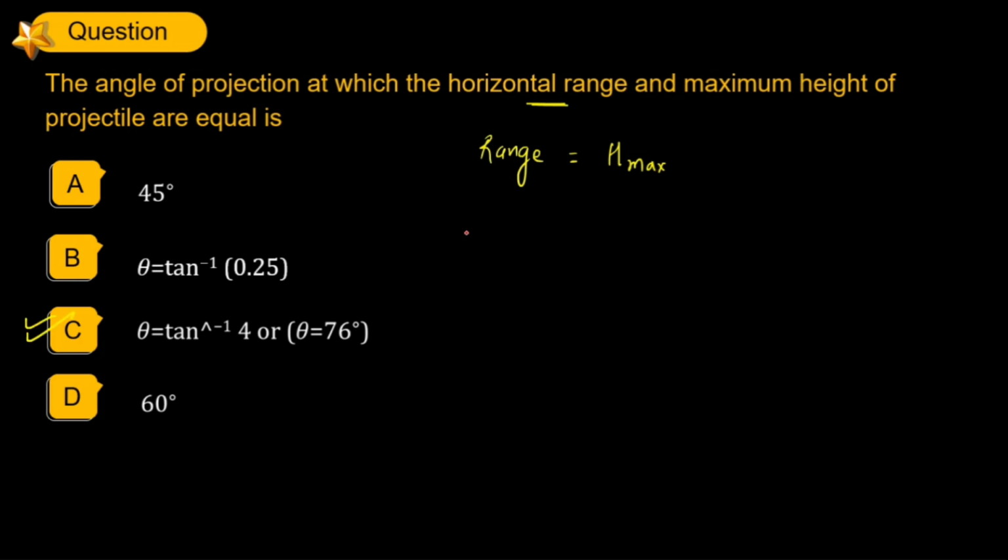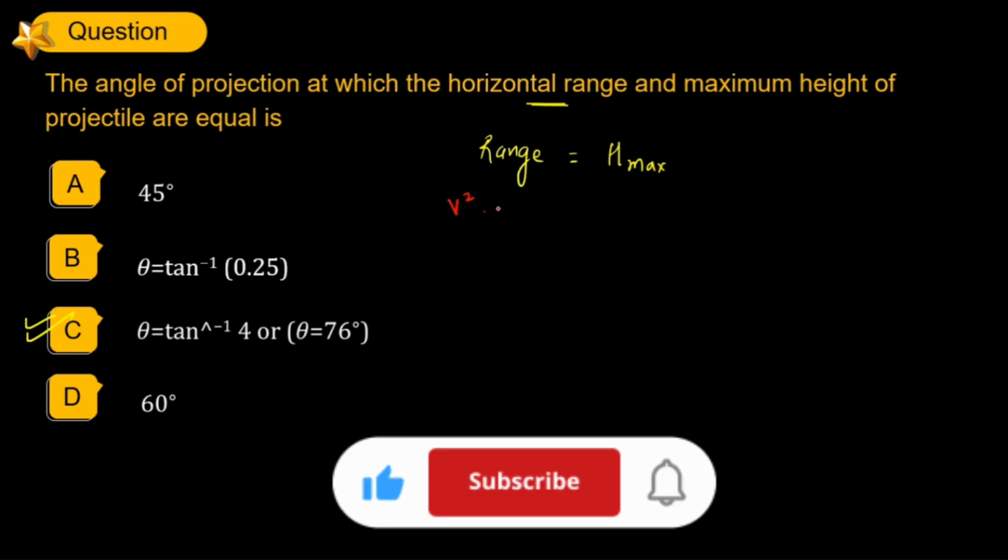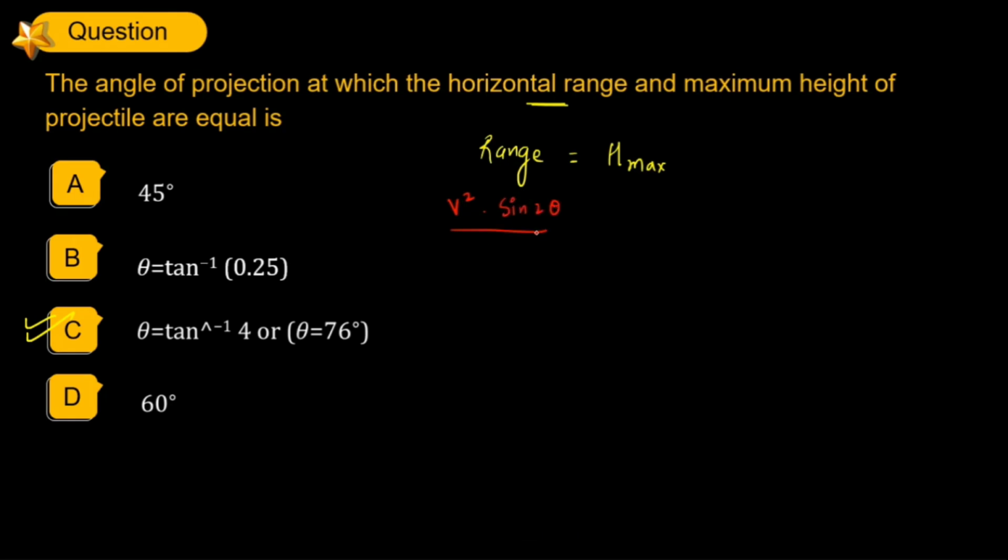What is the relation for range? The square of initial velocity times sine 2 theta divided by G. It should be equal to the square of initial velocity times sine squared theta divided by 2G.